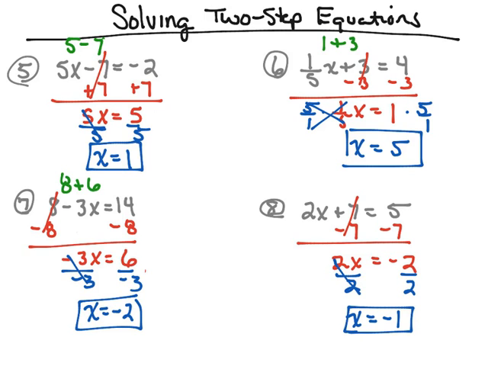And I'm going to check my work again. 2 times a negative 1 would be a negative 2. And a negative 2 plus 7. Negative 2 plus 7 would equal a positive 5. So we do have the correct answer here. So this is how we solve two-step equations.